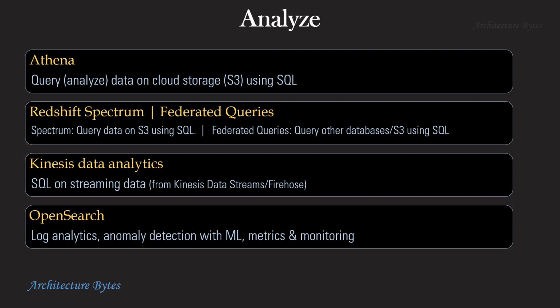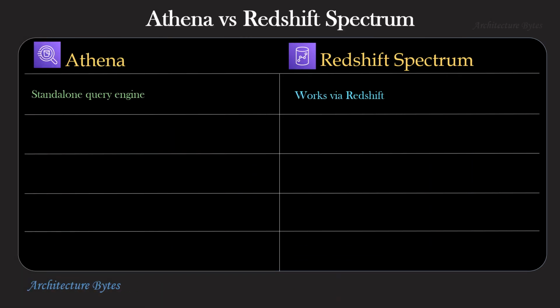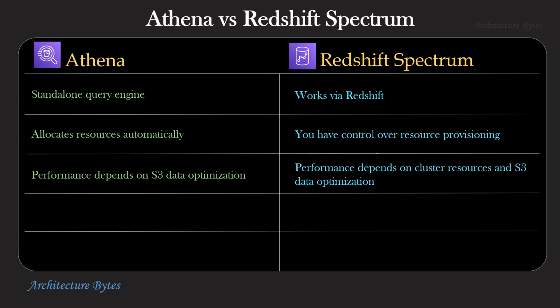Using OpenSearch, you can do log analytics, anomaly detection using machine learning, metrics, and monitoring. While both Athena and Redshift Spectrum can be used to query data on S3, let us look at some of the differences between the two. Athena is a standalone query engine, while Spectrum needs Redshift. In Athena, resources are allocated automatically. It has a truly serverless architecture. While in Redshift Spectrum, you can exercise control over resources.